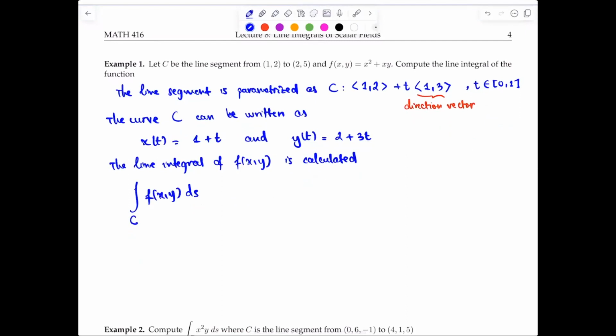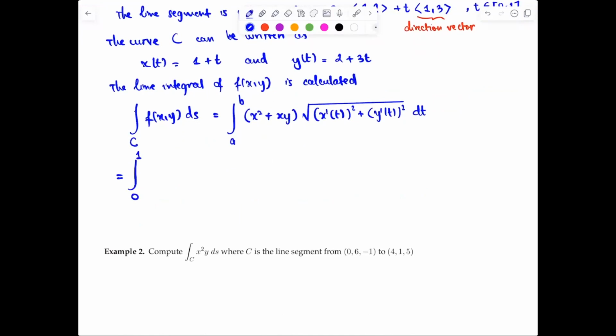But in practice, we don't use this. We turn everything to the parameter t. So you have the definite integral from a to b of x squared plus xy times the square root of x prime of t squared plus y prime of t squared dt. So just substitute everything that we know into the formula. We should get the answer.